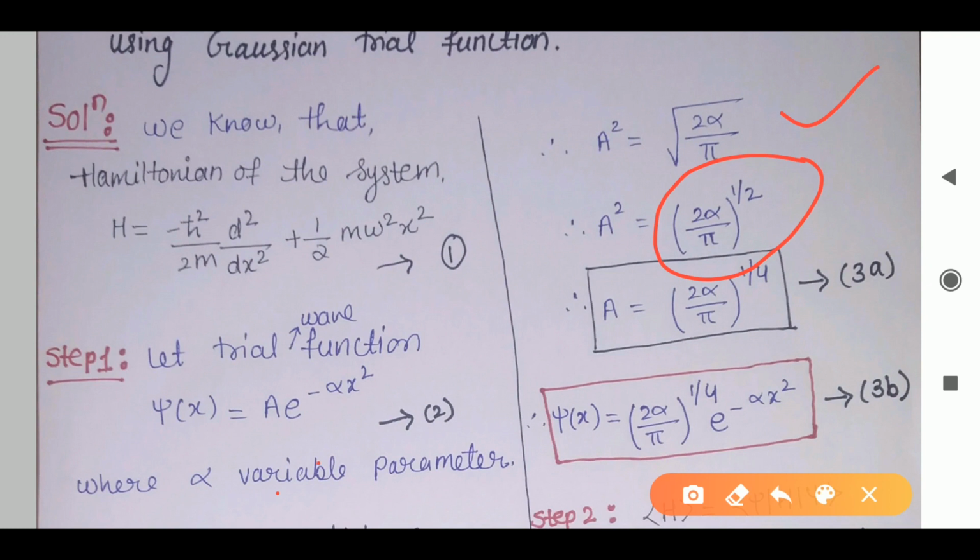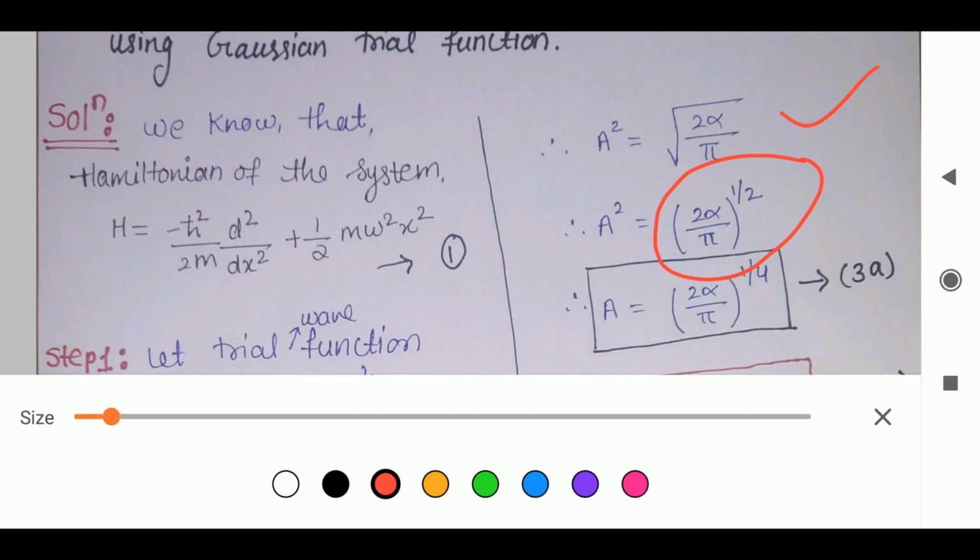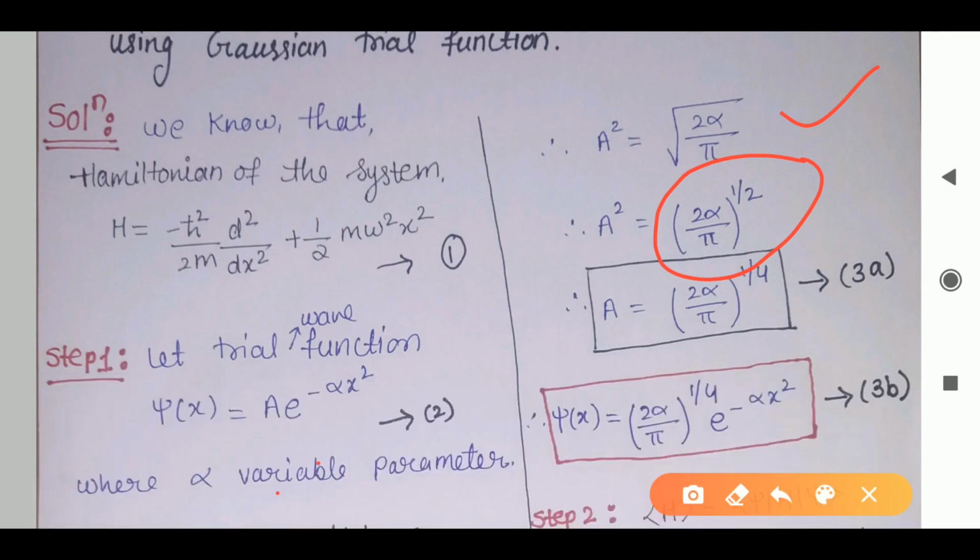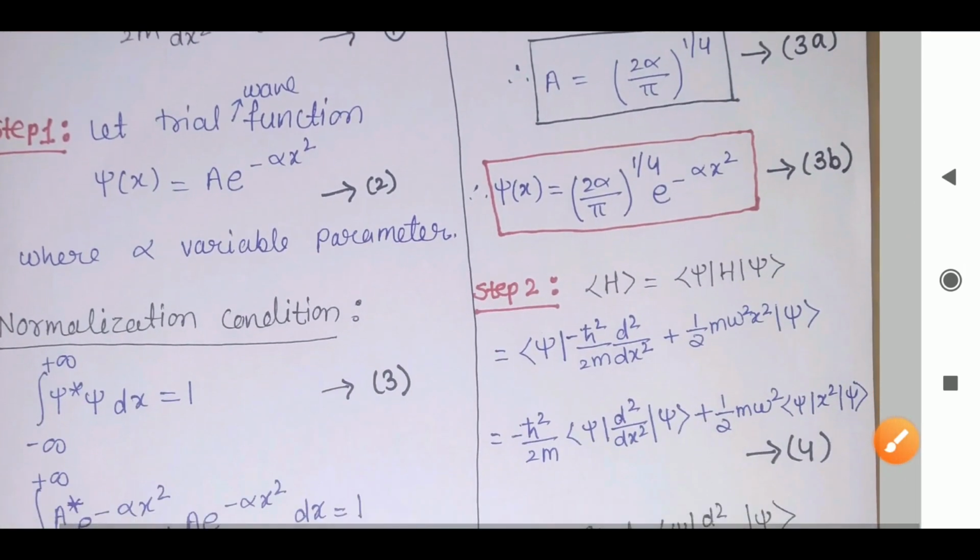This, and e raised to, see here, a instead of a we will put this that we have got here, and this e raised to minus alpha square we will write as it is, that is psi of x. Now this trial wave function we have got this. Okay, so I will give this as the equation number.